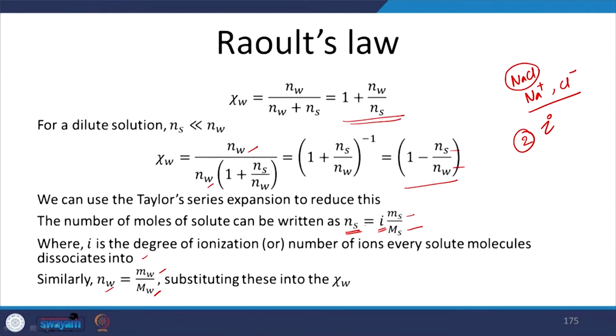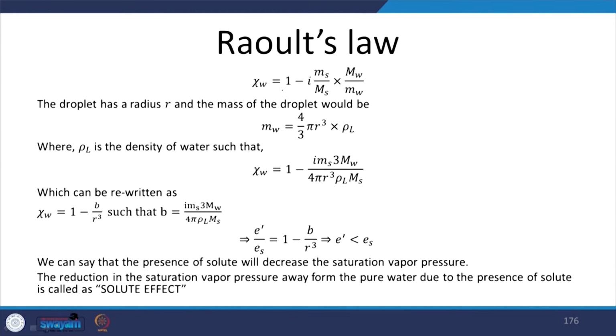If you substitute these two things into the molar fraction chi W, you have NS written like this and you have NW written like this. You substitute these two, let us say 1 and 2, into the expression A. So, chi W is 1 minus i times ms by capital Ms into capital Mw by small mw. Right. So, now what is this? This is just a molar fraction, and we still want to write an expression for the saturation vapor pressure in the presence of a solute with respect to the saturation vapor pressure in the absence of a solute.